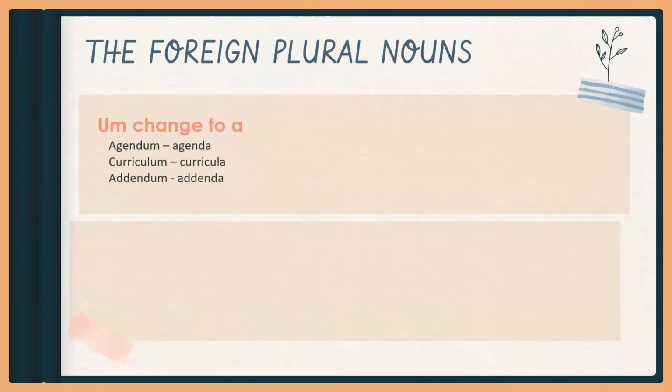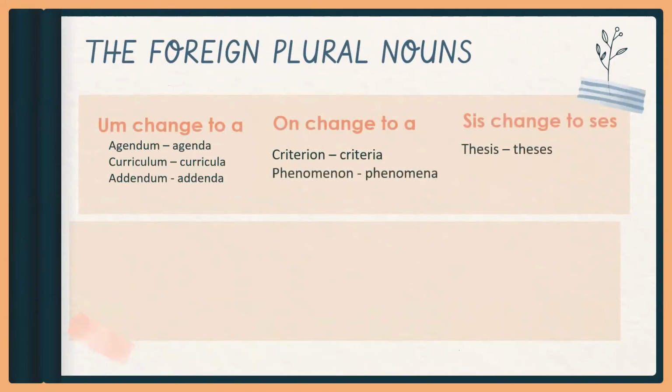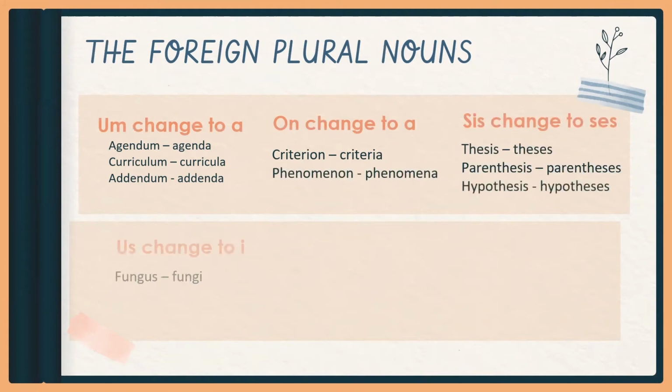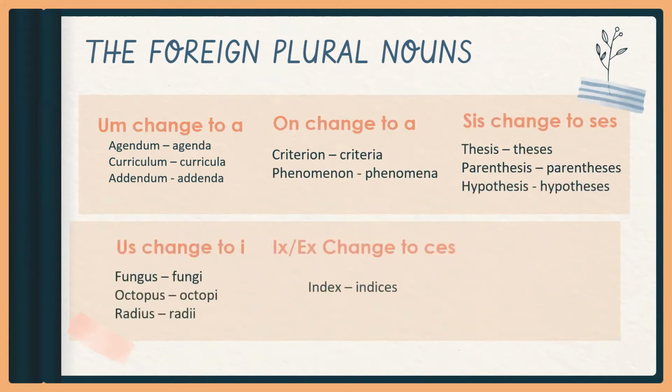So to summarize the rules for the foreign plural nouns, we have UM changed to A, ON changed to A, IS changed to ES, US changed to I, IX or EX changed to ICES, or ES, just add I before the ES, and A, add E.